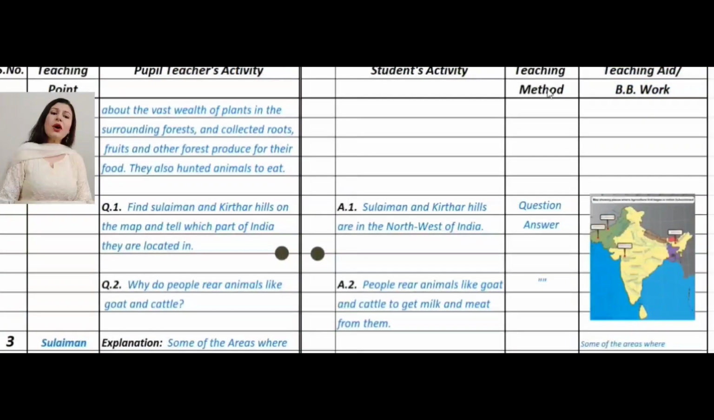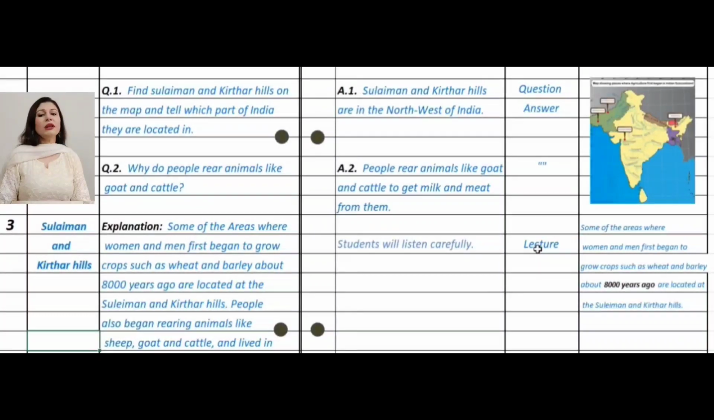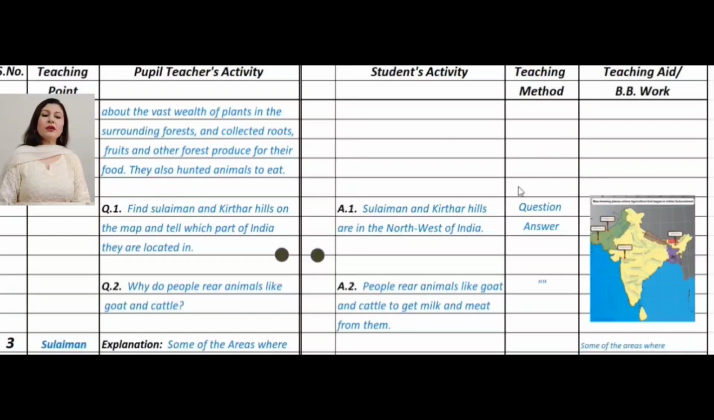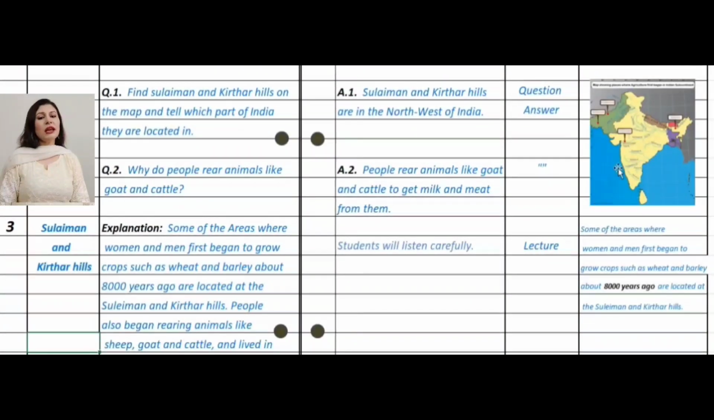And in the teaching method column in front of the questions and answers we'll write question answer method, and here we'll write lecture method, and in the teaching aid/blackboard work column we'll paste the miniature of the map. If we write something on the board, then we have to show it in the teaching aid/blackboard work column.